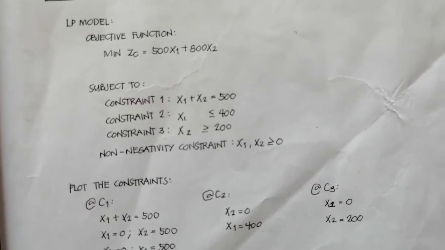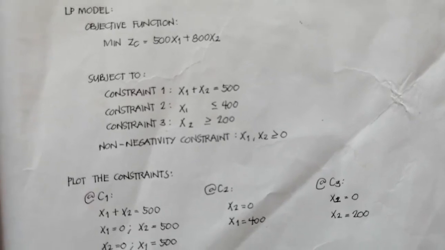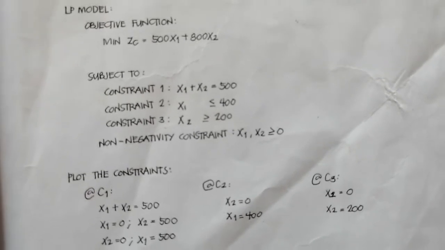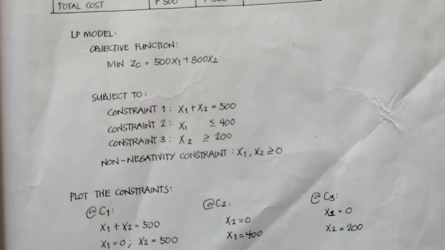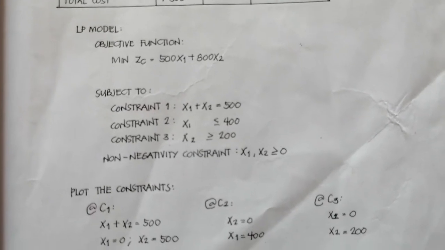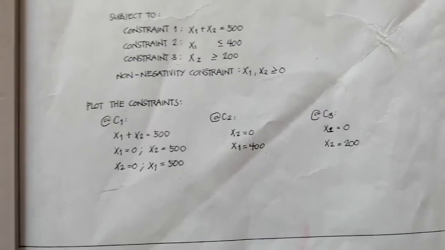Do not forget also to write down the non-negativity constraint, which is x1 and x2 should be greater than or equal to 0, because you cannot mix a negative x1 and x2. So there is no such thing.